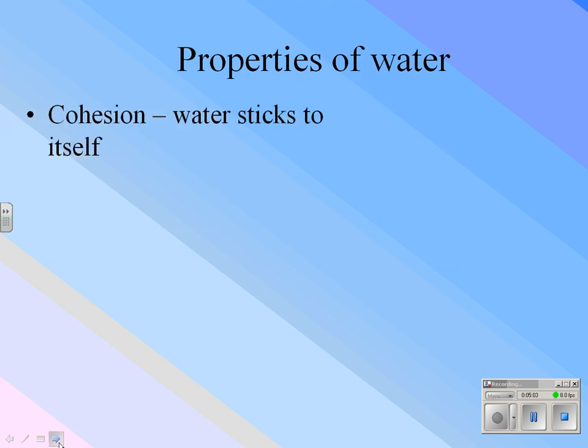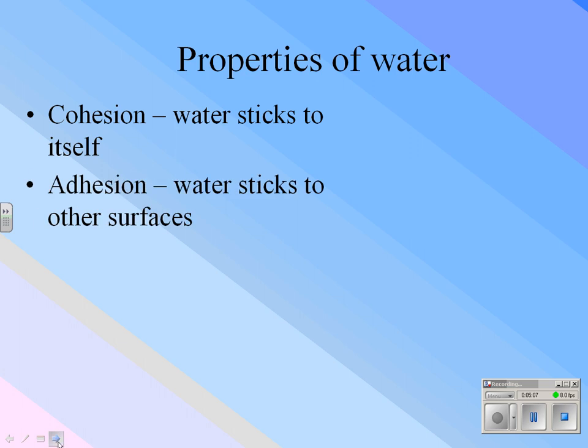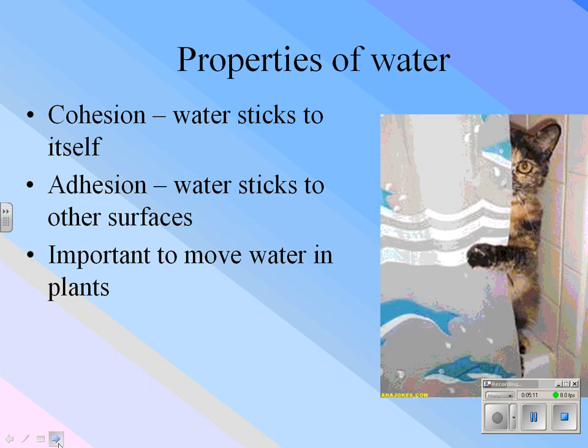Property of water number 3. And these all kind of go together, so I'm going to put them all up here and then talk about it. The cohesion: that water sticks to itself. And adhesion: that water sticks to other surfaces. Now, if you think about this for a minute, if you take a shower, that's why the shower curtain, I'm guessing.